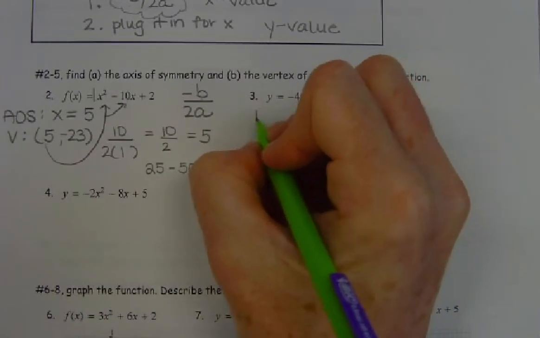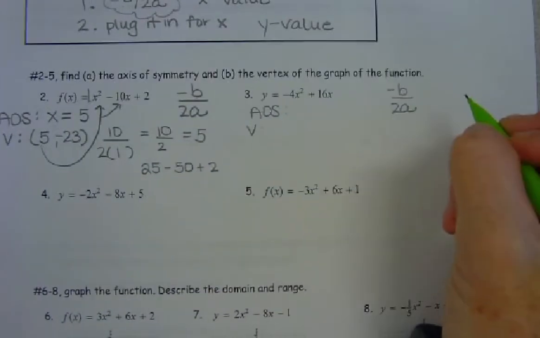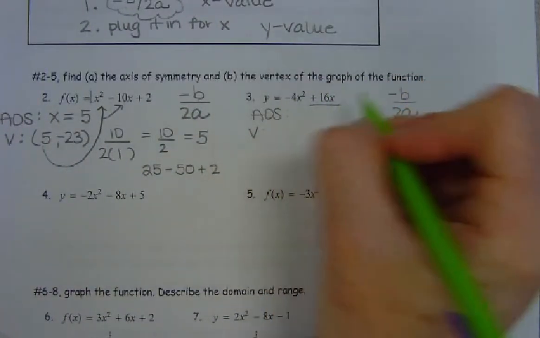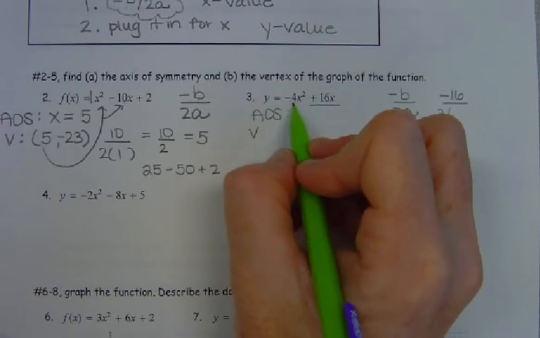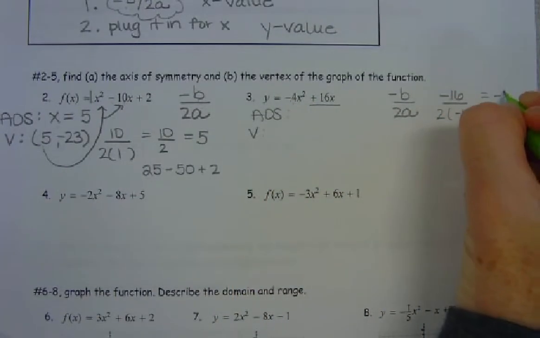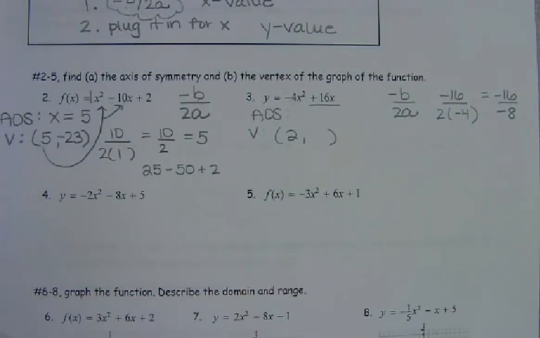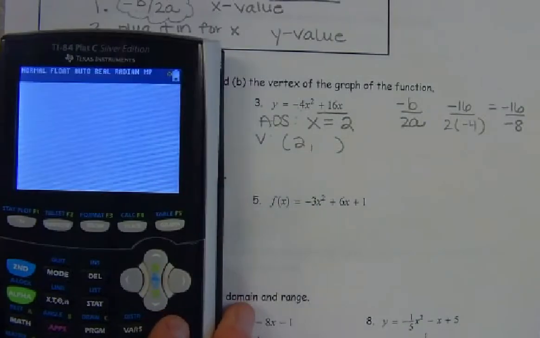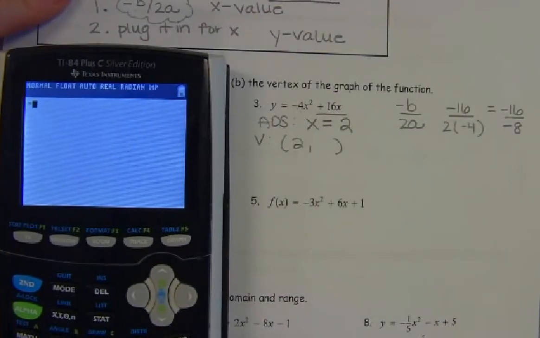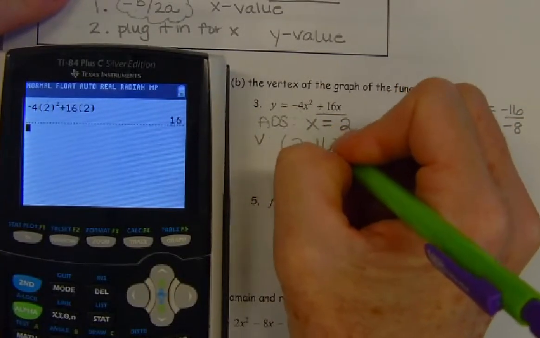Let's try another one. I again need my axis of symmetry and my vertex. So I start with negative b over 2a. The opposite of b here is the opposite of 16, which is negative 16. Then I have 2 times my a, and my a is negative 4. So that becomes negative 16 over negative 8, or the number 2. So my vertex is going to be 2 something, and my axis of symmetry is going to be x equals 2. I'll show you again how to plug it in on your calculator. You go negative 4, parentheses, 2, parentheses squared, plus 16, parentheses, 2. So my vertex is going to be 2, 16.